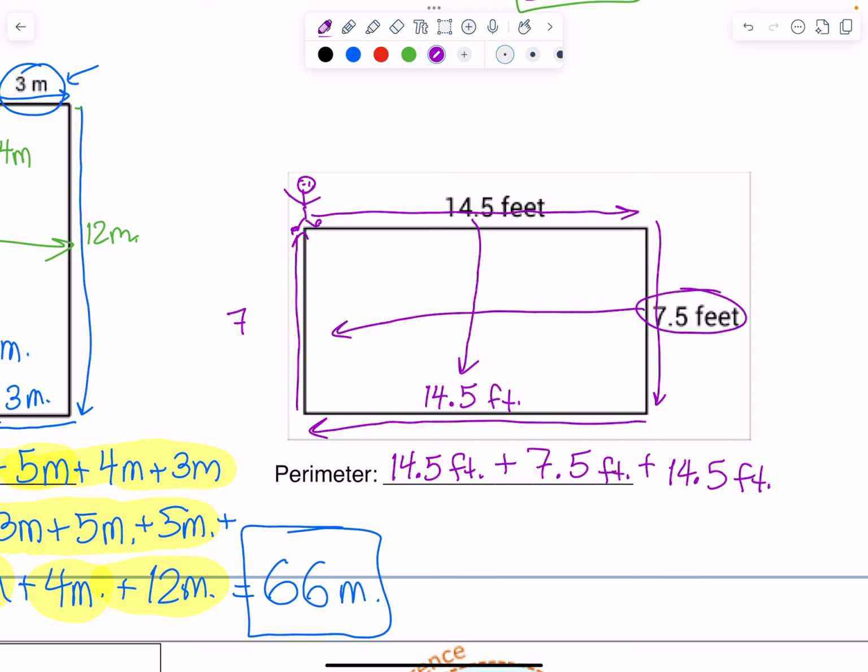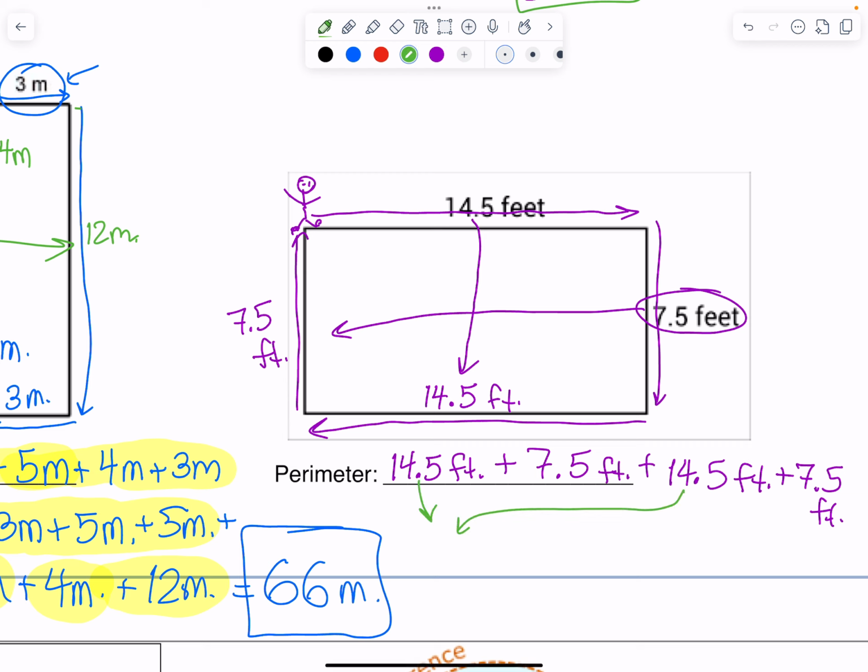So it looks like it's going to be 7.5 feet. All right, last part, 7.5 feet. Sounds good. Now I have to add these together. And when there's decimals, don't feel bad about using a calculator. There's no shame.